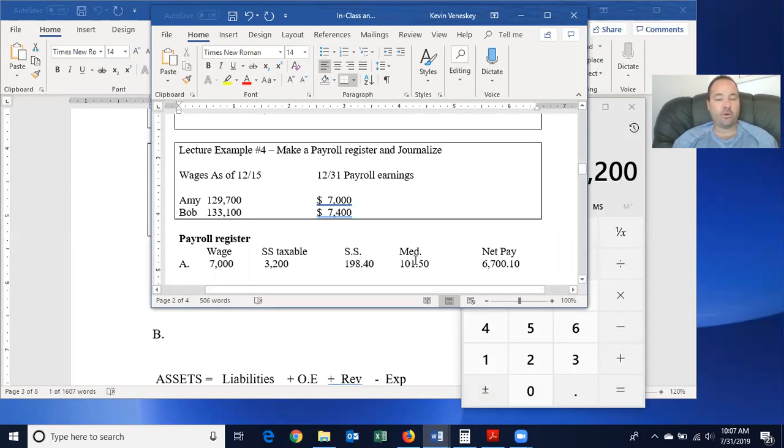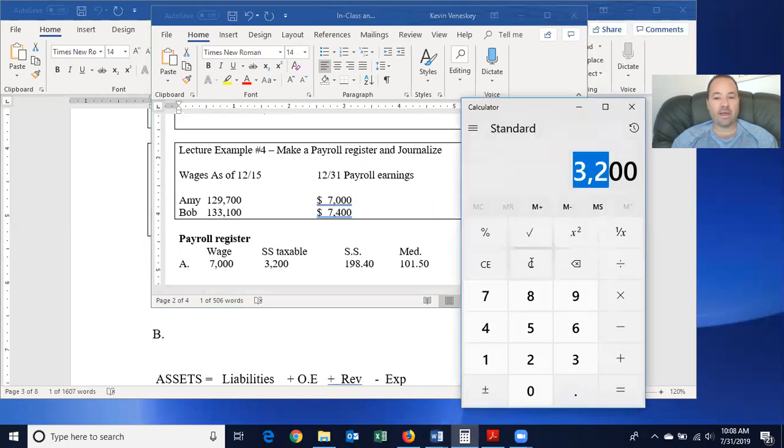Now notice for Medicare, I don't use 3,200. I use 5,000. No, not 5,000. The whole 7,000 at 1.45%. And then to get net pay, you will have to, and we'll see this as we get into payroll registers next week as well. This amount here is only to help me calculate this tax. Once I have this, I don't need it anymore. So I'm always going to revert back to the wages, their actual wage.